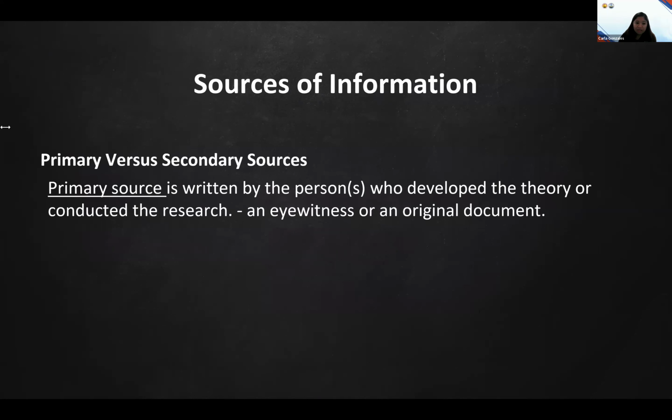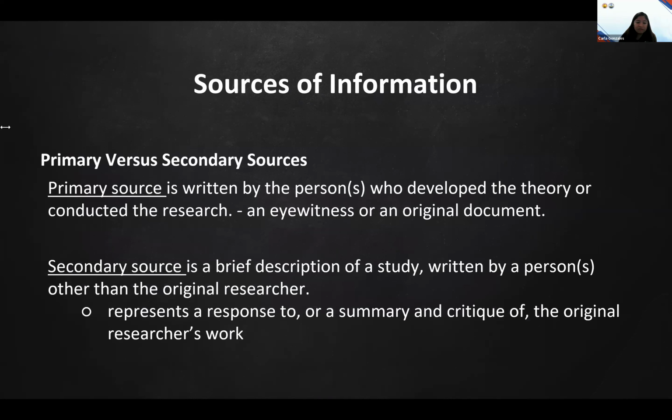Then other sources of information, primary versus secondary. When we say primary, they are written by the person who developed the theory. So if you look at Notes on Nursing by Florence Nightingale, that's a primary source because she is the one who actually wrote the document. When we say secondary source, this is a brief description of a study written by a person other than the original researcher. So if I would be summarizing what is in the Notes on Nursing of Florence Nightingale, then I publish that, I am the secondary source.